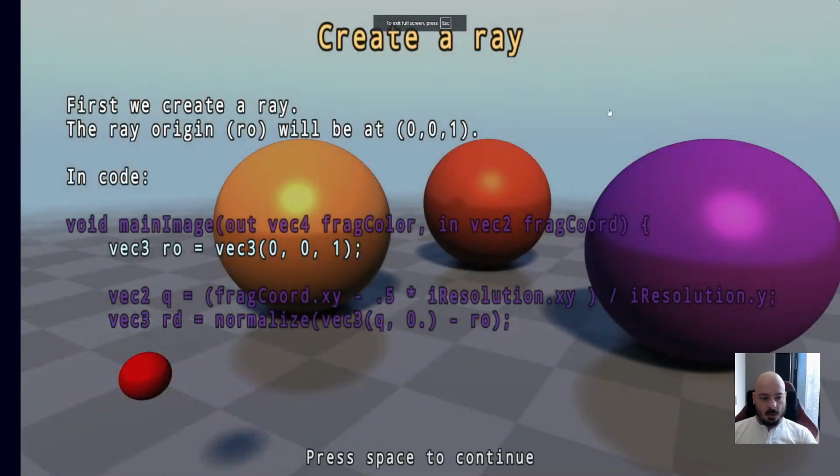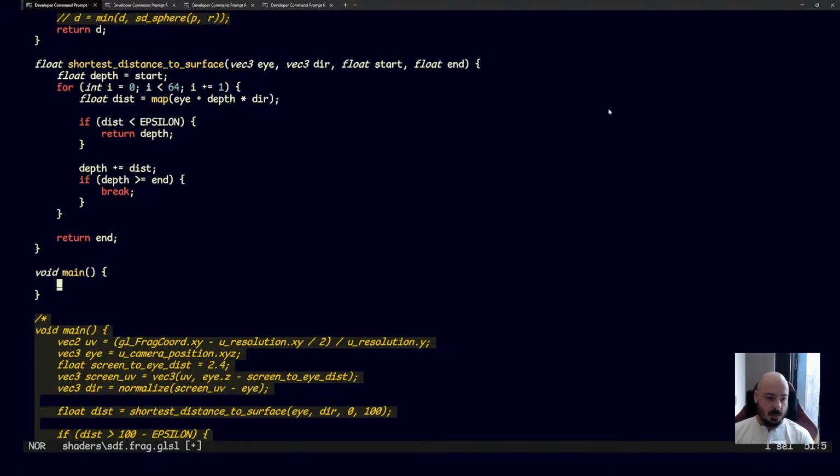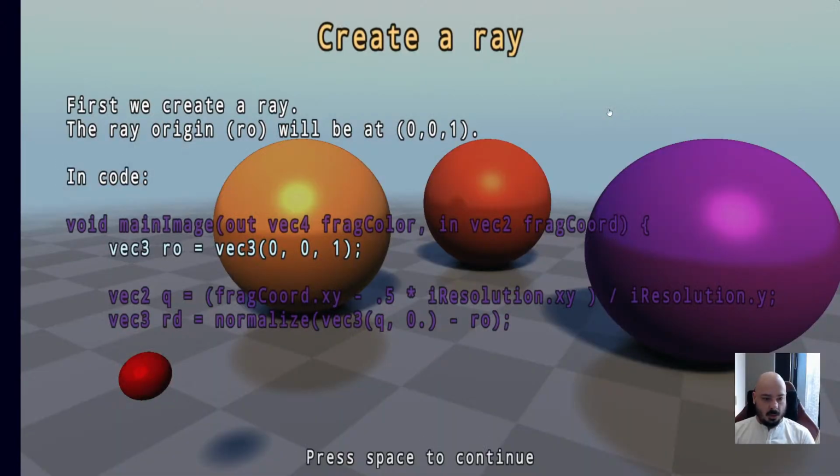Let's see if we can walk through this tutorial here. So we got our main image. We're going to get the ray origin 0, 0, 1. Very good. Okay. We're going to set up this Q, which is the UVs, right?